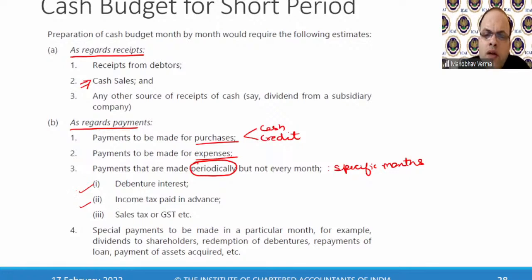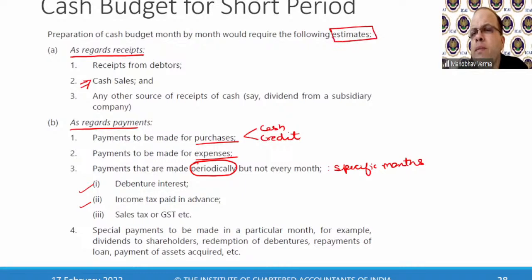And of course, if there are any ad hoc items coming up, let's say in the fourth point, that is any dividends and any kind of redemption or bank loan repayment coming up in a particular month, or even an acquisition of any non-current assets. These are the things generally based on estimates, guys.